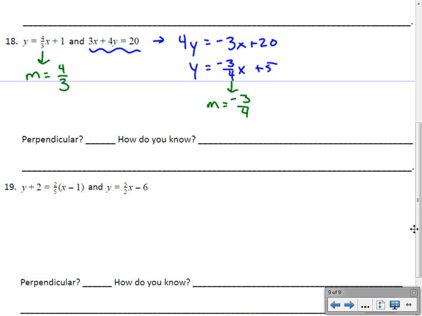So is the opposite reciprocal of 4/3 equal to -3/4? That's what we're trying to determine. Well, if we flip the sign, we would get a negative, and then if we flipped our fraction, we would get 3/4. So yes, the opposite reciprocal of 4/3 is -3/4. So again, we're going to say, yes, these are perpendicular, and our reasoning is they have opposite reciprocal slopes.